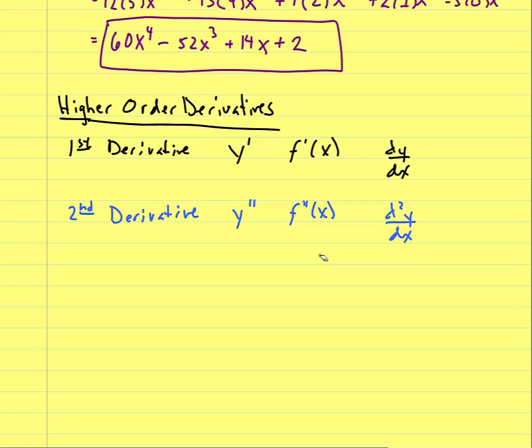Okay, and that's from taking the derivative of the derivative, and so that's why I end up with the d squared y dx squared. Third derivative, I would guess that you could probably come up with what the third derivative will look like. It's going to look like y triple prime, f triple prime. These prime marks that we have here are keeping track of the number of derivatives. This would be d cubed y dx cubed.